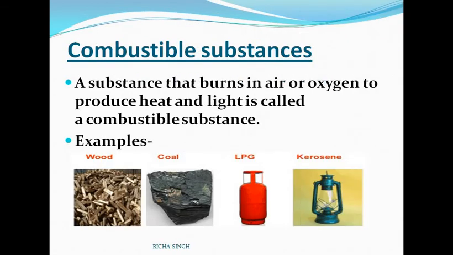Next, there are two types of substances, combustible and non-combustible. Combustible is clear from the word itself. The substance that burns in air or oxygen to produce heat and light is called a combustible substance. Examples are wood, coal, LPG and kerosene. You can easily burn them, they will catch fire and undergo the process of combustion.